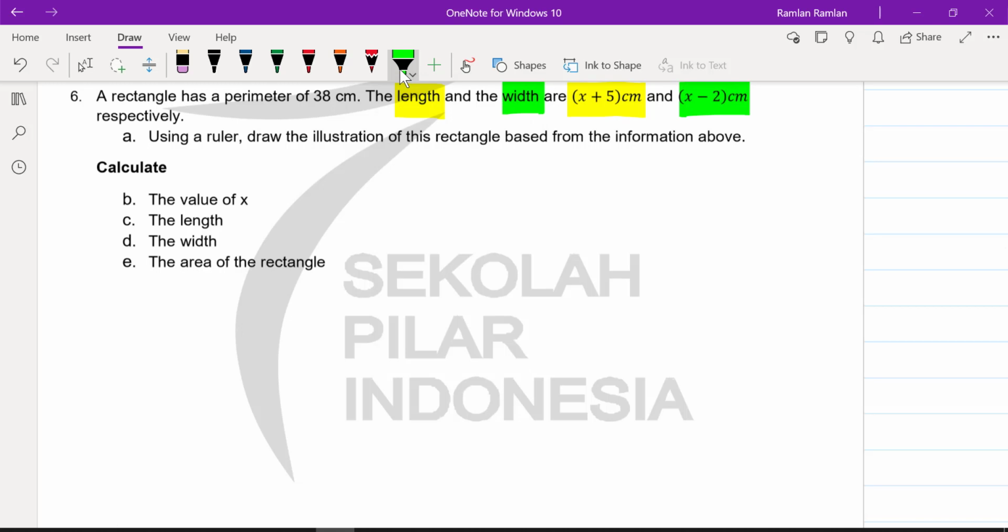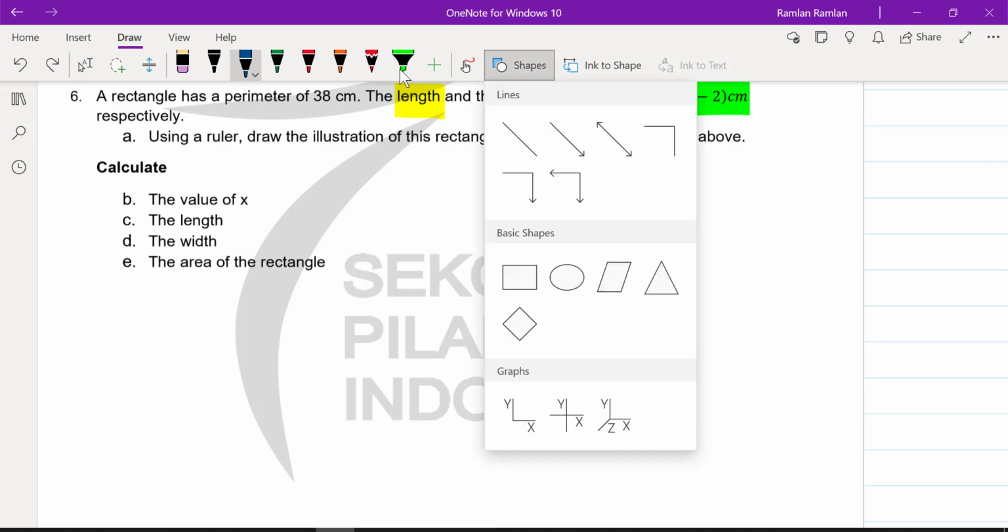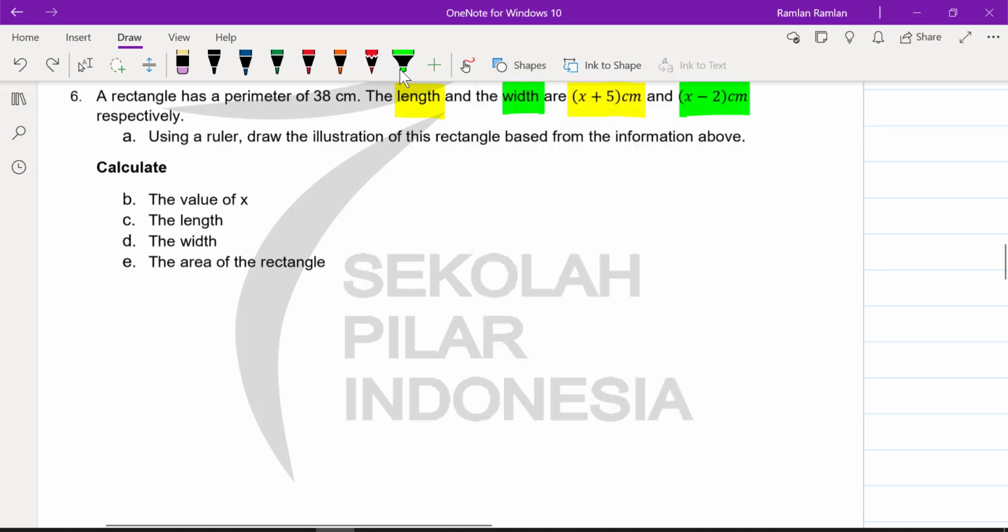Okay, now first question, first instruction: using a ruler, draw the illustration of this rectangle based on the information above. Although we know that the perimeter is 38, we don't know the length and the width, right? So because we don't know, we can just approximate, I mean, just make a rectangle, right? And then write down the information that we have from the question.